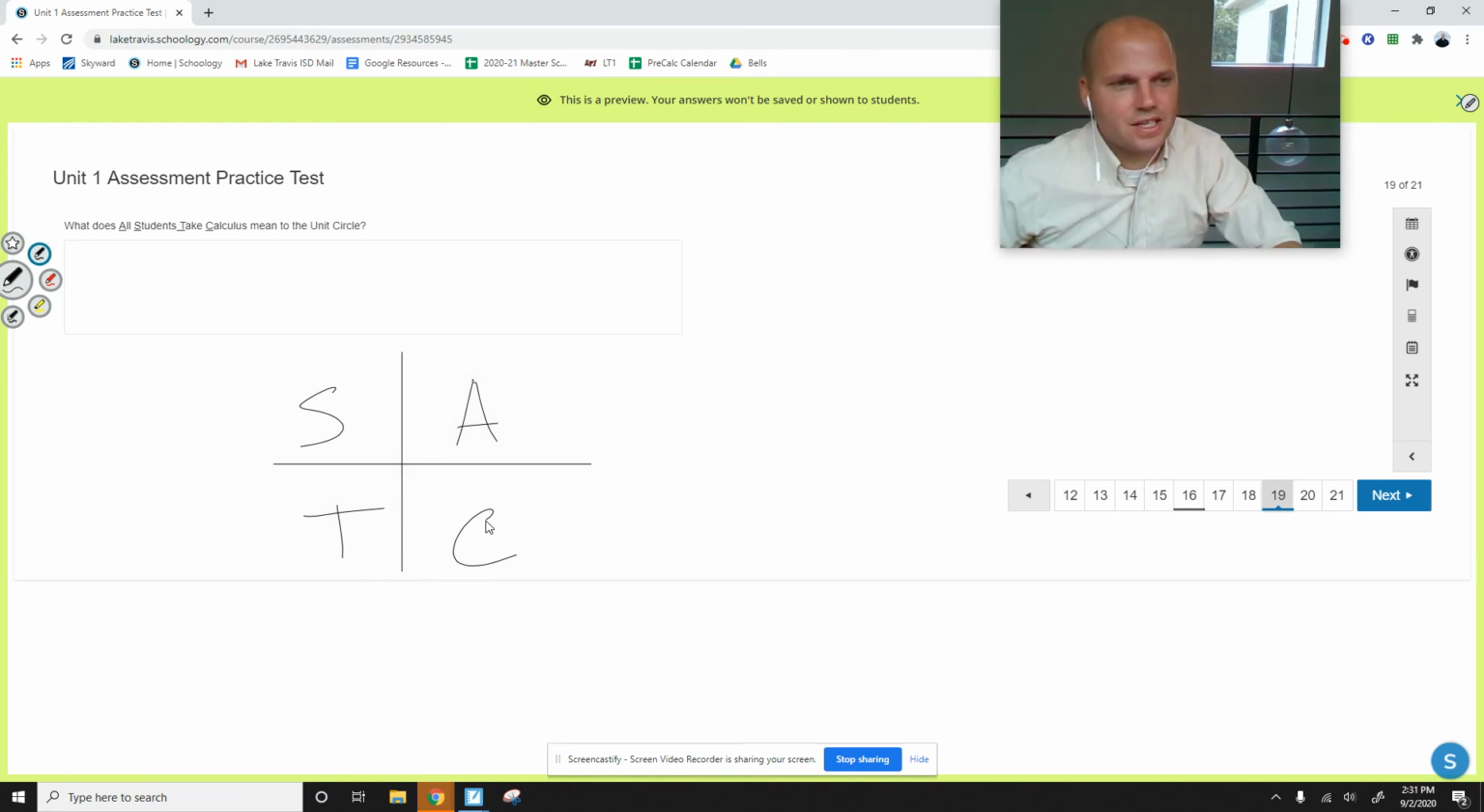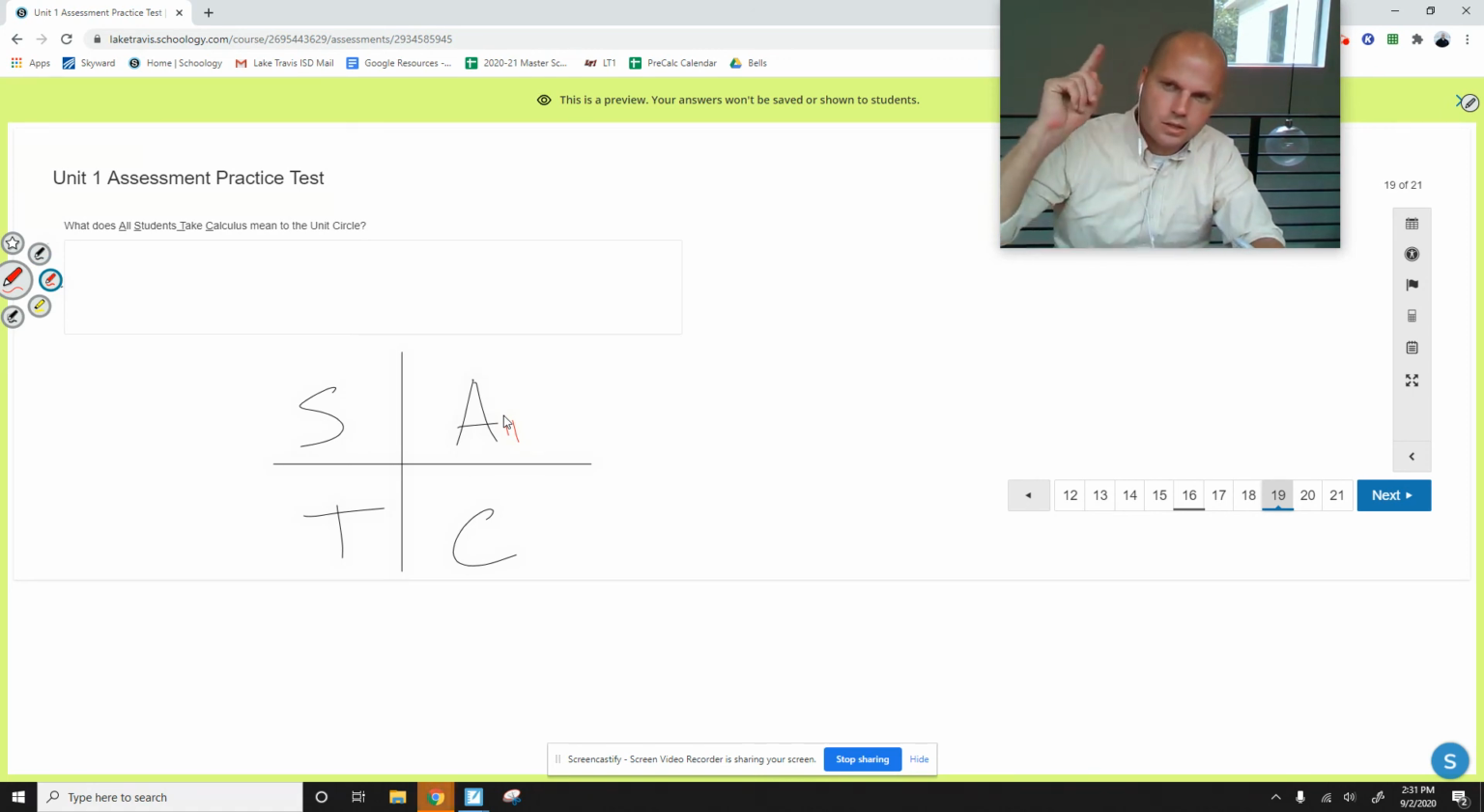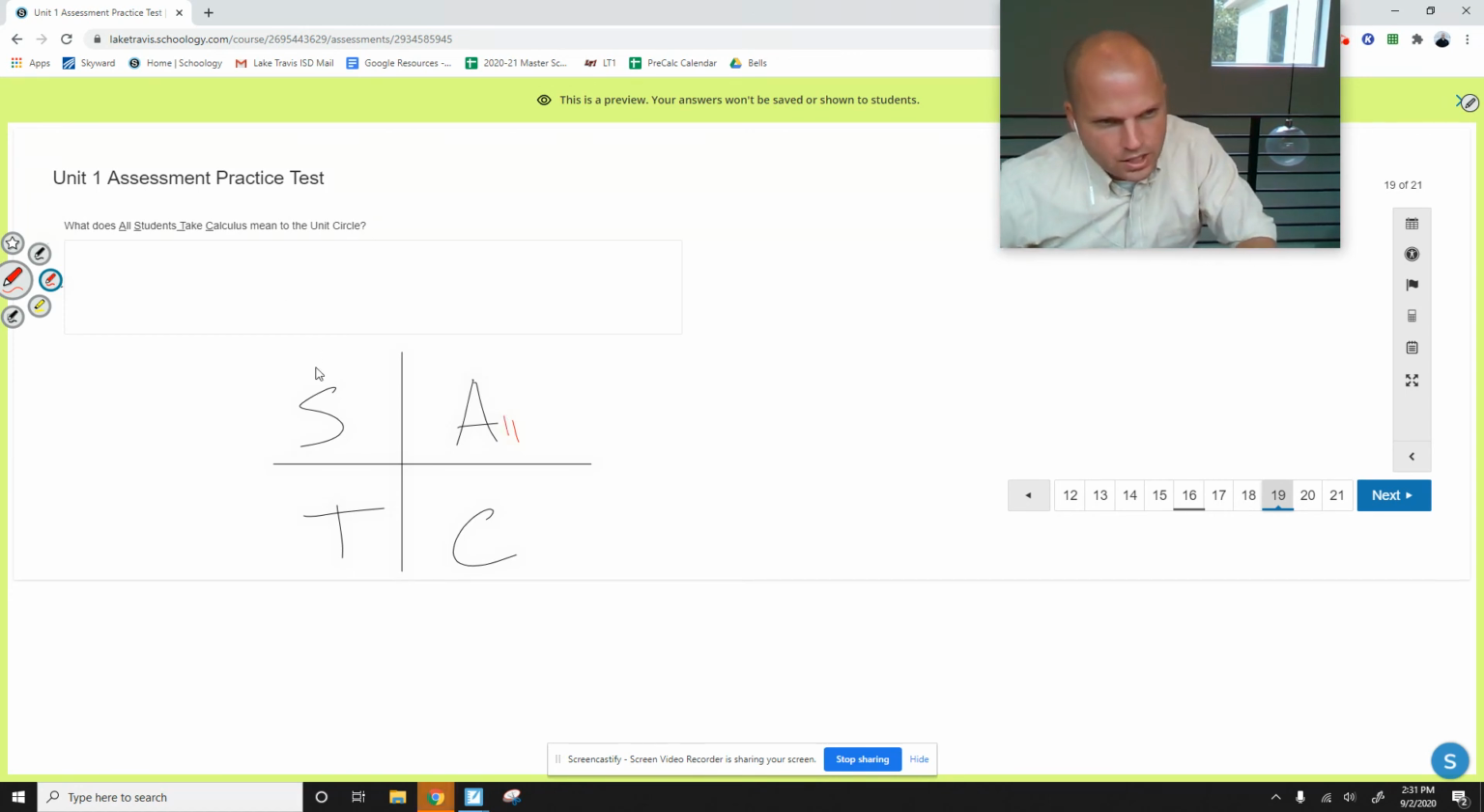This is just a special simple mnemonic that helps you know which trig functions and their reciprocals are positive in which quadrants. So this A stands for all trig functions are positive in the first quadrant: sine, cosine, tangent, cosecant, secant, cotangent. This S is sine and its reciprocal cosecant. Only sine and cosecant are positive in the second quadrant. Cosine is going to be negative.